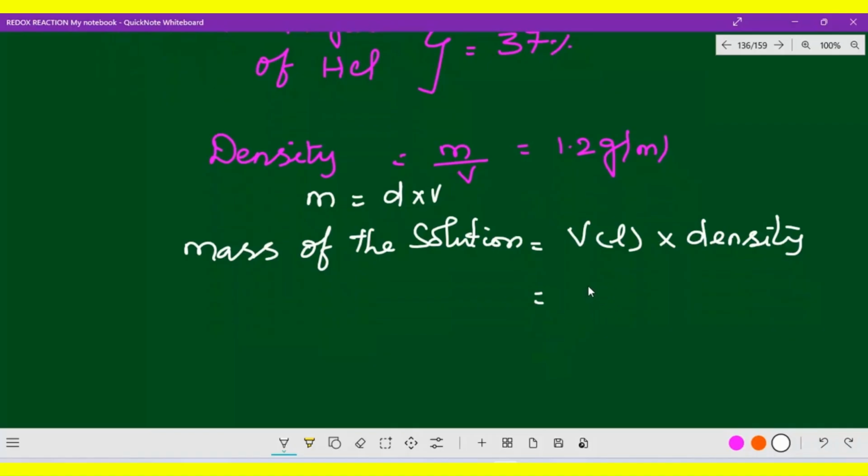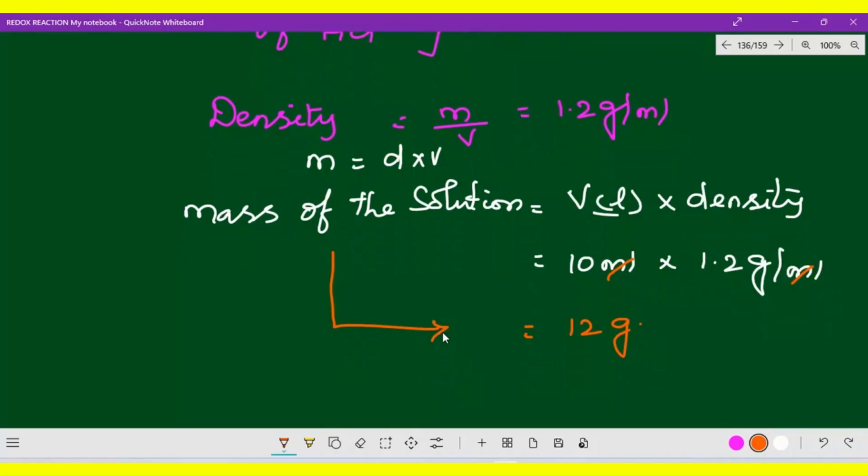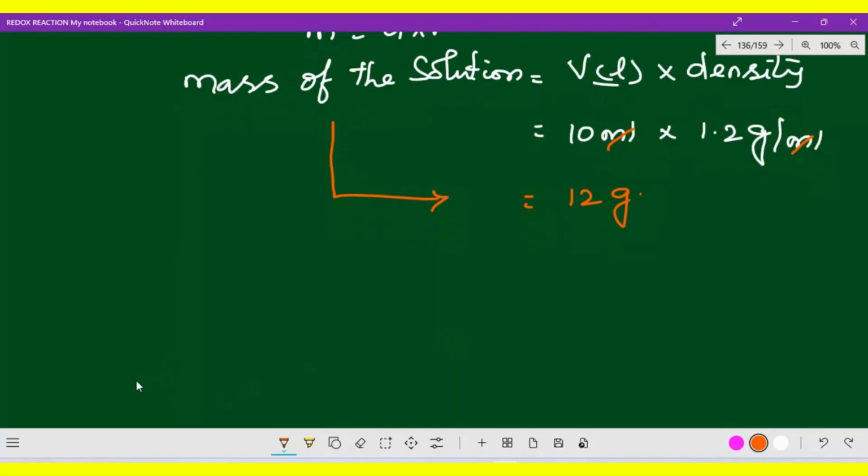Volume, it is liter only, but here ml they have given, let it be ml only. So 10 ml, which is very less, into density 1.2 gram per ml. Okay, here also they have given ml, so let it be there as it is. So ml will be cancelled. So how much will it be? Around 12 gram. So mass of the solution, it is 12 gram. Mass of the solution of HCl, right?